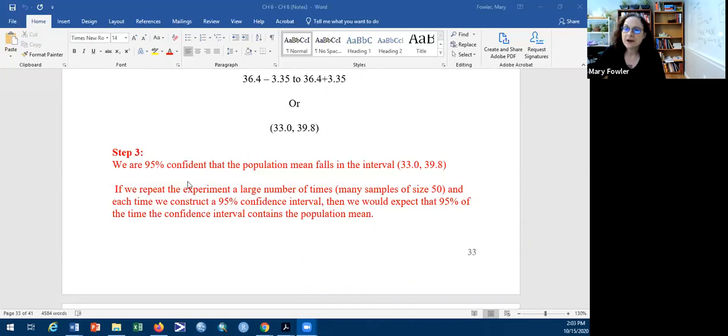So we are 95% confident that the population mean falls in the interval 33.0 to 39.8. And that's the shorter interpretation. The longer interpretation is, if we repeat this experiment a large number of times, many samples of size 50, and each time we construct the 95% confidence interval, we would expect that 95% of the time, the confidence interval contains the population mean. All right, so that's the longer one.